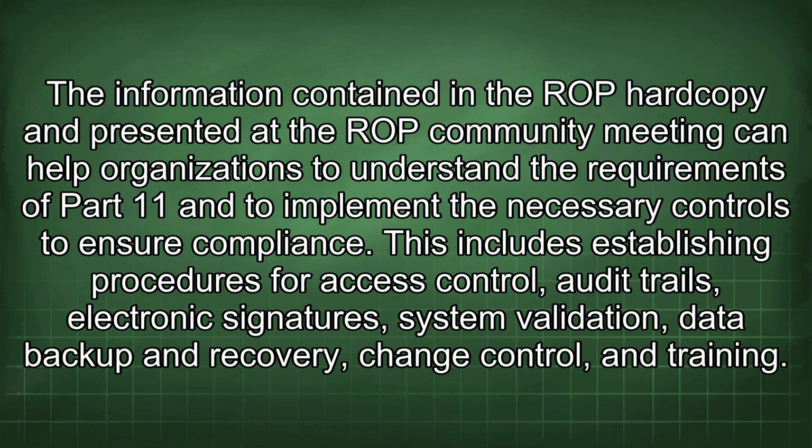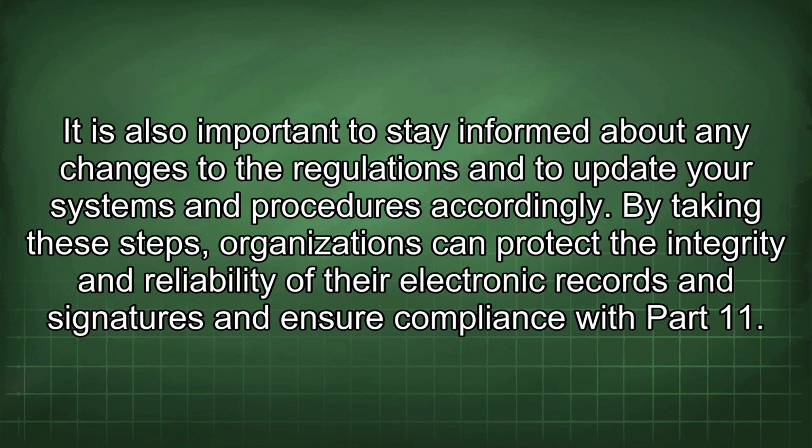The information contained in the ROP hard copy and presented at the ROP community meeting can help organizations to understand the requirements of Part 11 and to implement the necessary controls to ensure compliance. This includes establishing procedures for access control, audit trails, electronic signatures, system validation, data backup and recovery, change control, and training. It is also important to stay informed about any changes to the regulations and to update your systems and procedures accordingly.